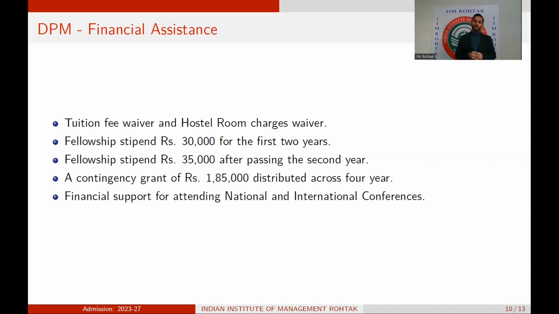In addition to that, we also provide a generous contingency grant, which is close to 2 lakhs, 1,85,000, distributed across 4 years. From this contingency grant, you can avail funds for international travel for conferences and national travel for conferences. You can buy various hardware and software, including your laptops. You can spend this contingency grant on your data collection, your research, and whatever else. In addition to that, we have separate financial support for attending national and international seminars. So this is the main feature of our doctoral program, that it is entirely funded by the institution.